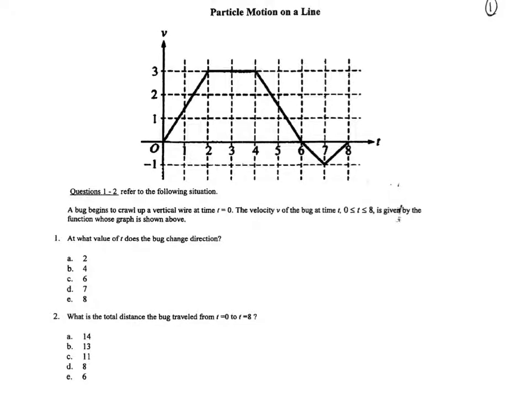A bug begins to crawl up a vertical wire at time t equals 0. The velocity v of the bug at time t between 0 and 8 is given by the function whose graph is shown above. So notice this is time, this is velocity. That means this is a graph of the velocity, which means this is a graph of the derivative. So it says, at what value of t does the bug change direction?